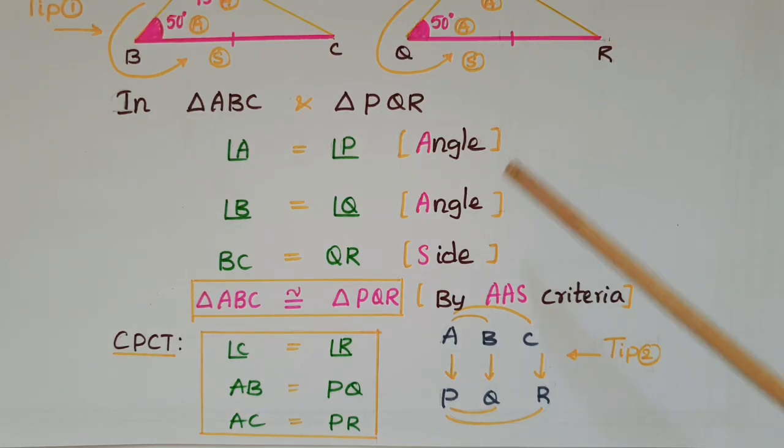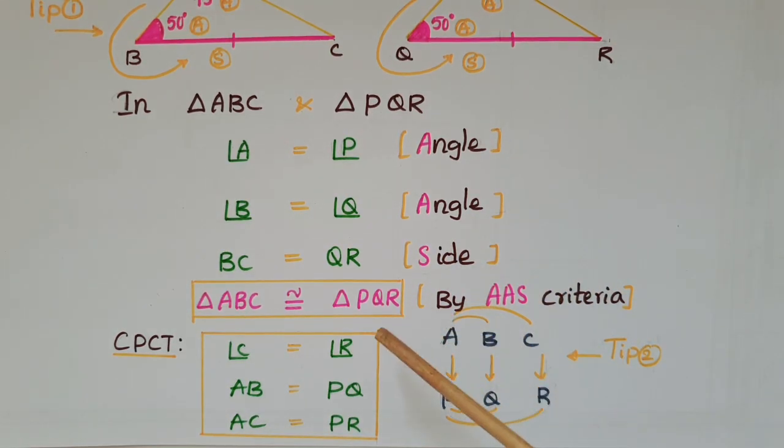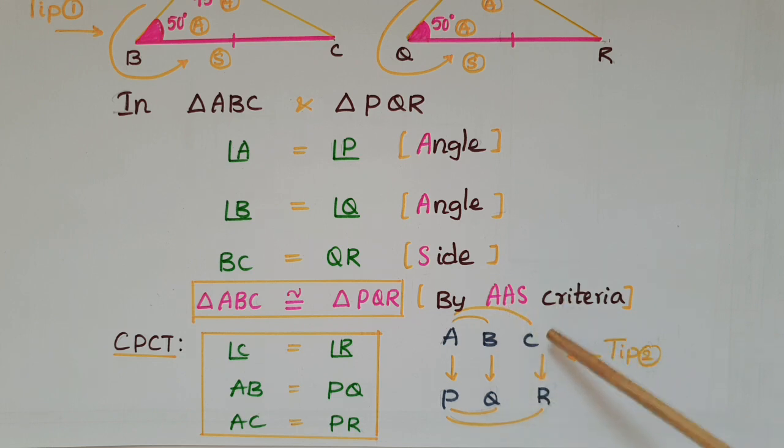Once these two triangles are congruent, then we can write the corresponding parts. The remaining corresponding parts of these two triangles are, first write here ABC and PQR in an order, and the remaining corresponding parts here are angle C is equal to angle R. So write here, and AB is equal to PQ and AC is equal to PR.